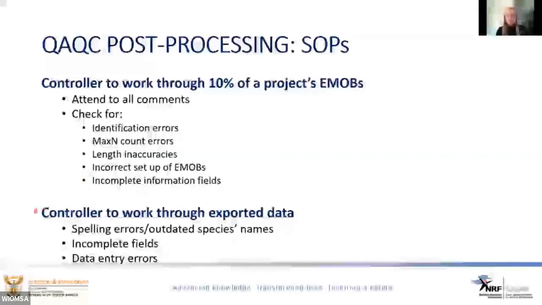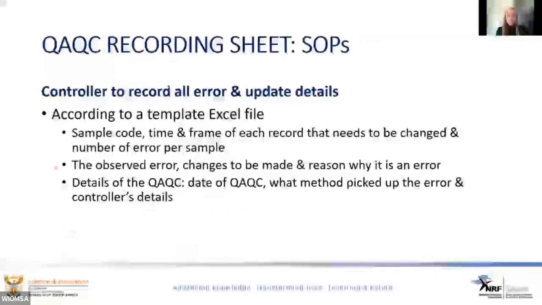The controller should also work through the exported data, so the Excel file. Using all the different Excel formulae, you can locate and identify any spelling errors, any outdated species names, incomplete fields, or data entry errors. Lastly, the controller should record all errors and update the details. So we have a template Excel file for this, and it ensures that all the details of the sample are recorded. It also includes all the error details and reasoning why it was an error so that the analyst can learn from it. And it also includes details of the QA/QC so that it can be referred back to one day.